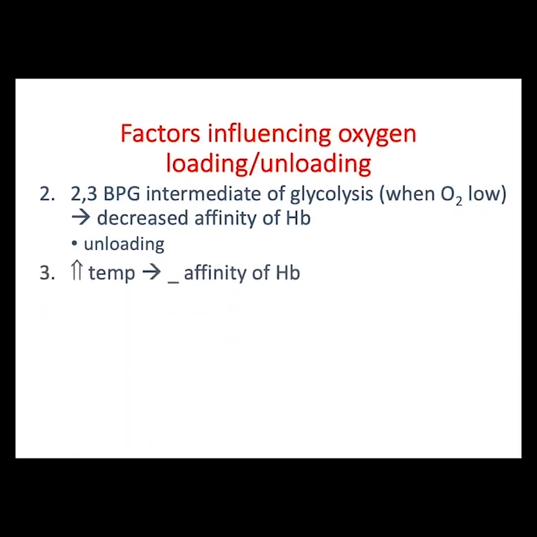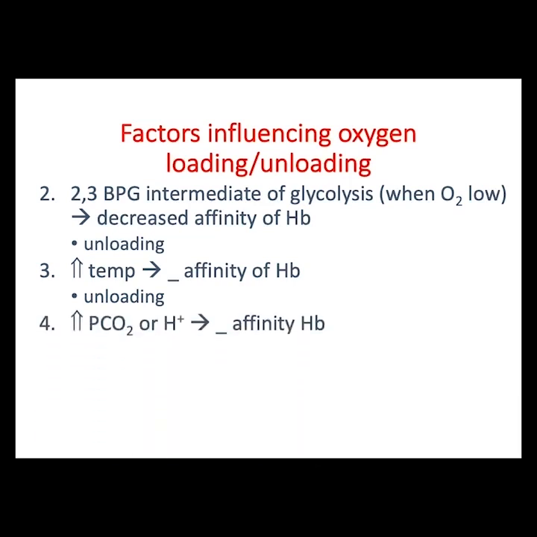A third factor is temperature. When you have an increase in temperature, this is going to decrease the affinity of hemoglobin for oxygen, leading to unloading. Tissues that are metabolically active are going to produce heat as a byproduct of their chemical reactions. This will increase the temperature in metabolically active tissues. These tissues need oxygen, so it makes sense that unloading of the oxygen occurs here.